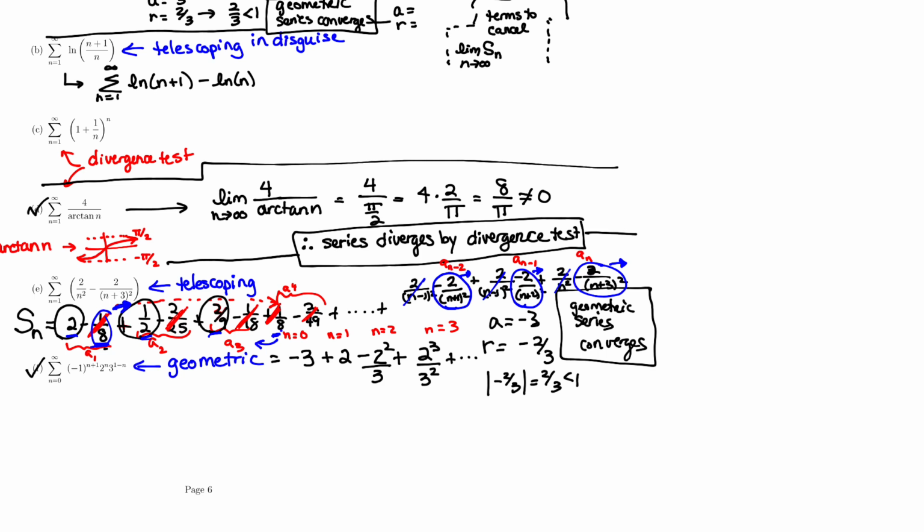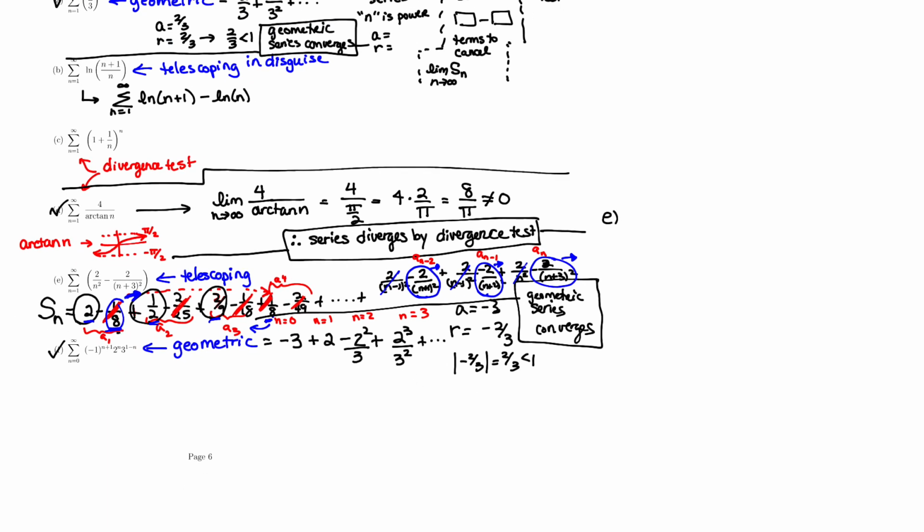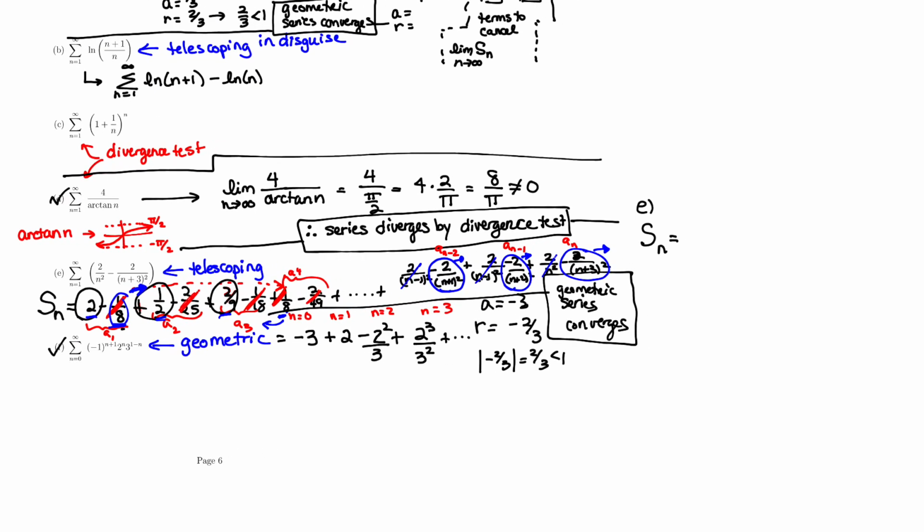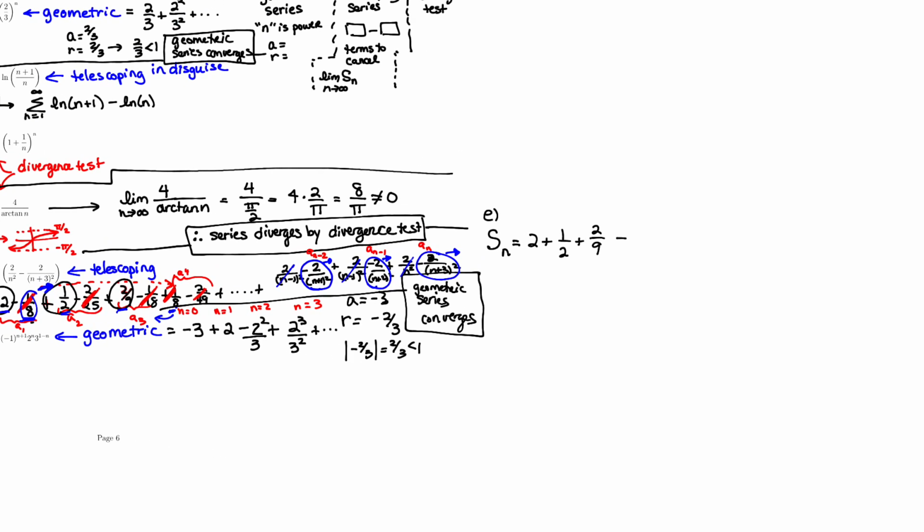So it looks like for this telescoping series, which is letter E, your nth partial sum is 2 plus 1/2 plus 2/9, and then minus 2 over n plus 1 squared, minus 2 over n plus 2 squared, and then minus 2 over n plus 3 squared.